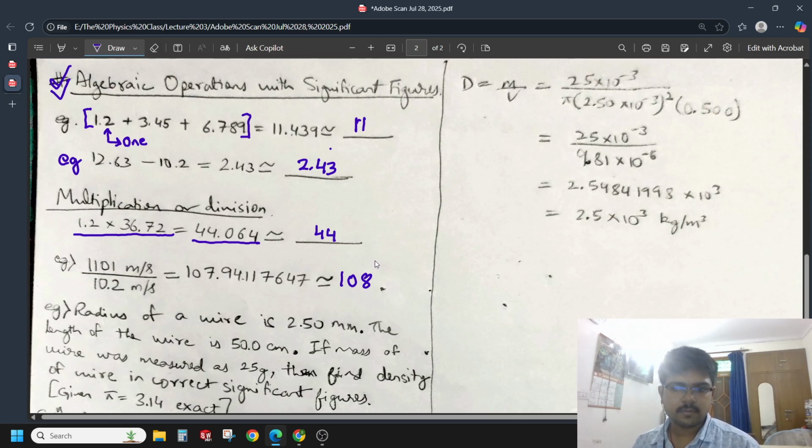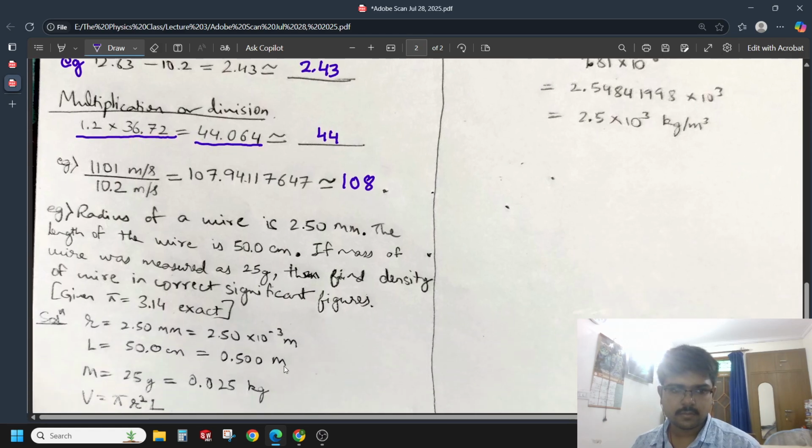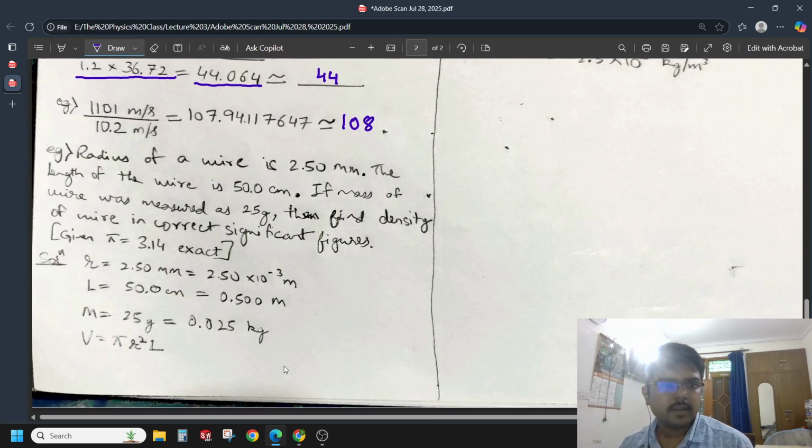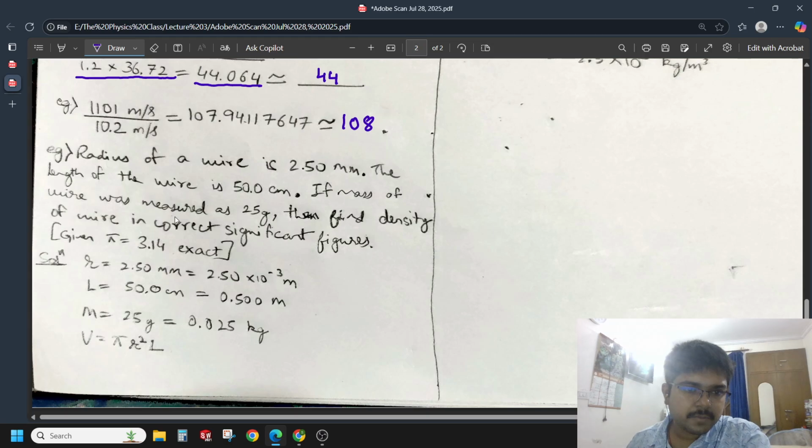Now we'll do an example. The radius of a wire is 2.50 mm. The length of the wire is 50.0 centimeter. If the mass of the wire was measured as 25 grams, then find the density of the wire in correct significant figures. Given pi is 3.14 exact. So pi, we had studied in the earlier lecture, has an infinite number of significant figures.